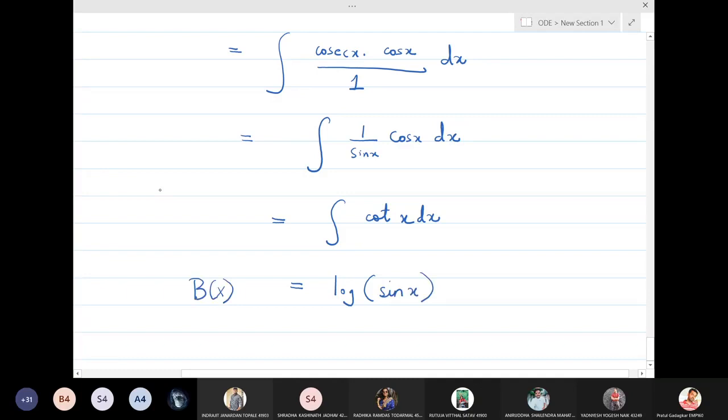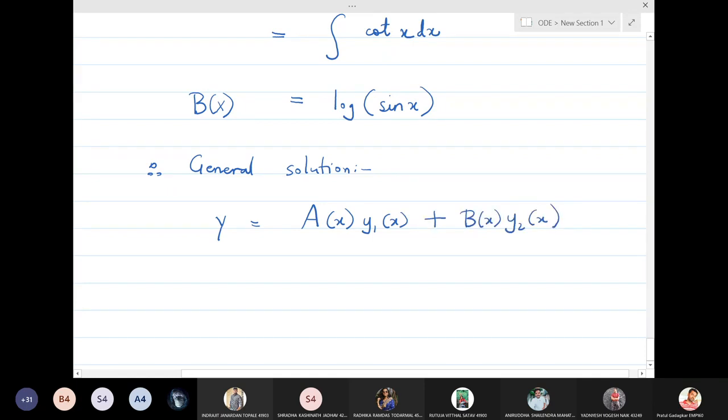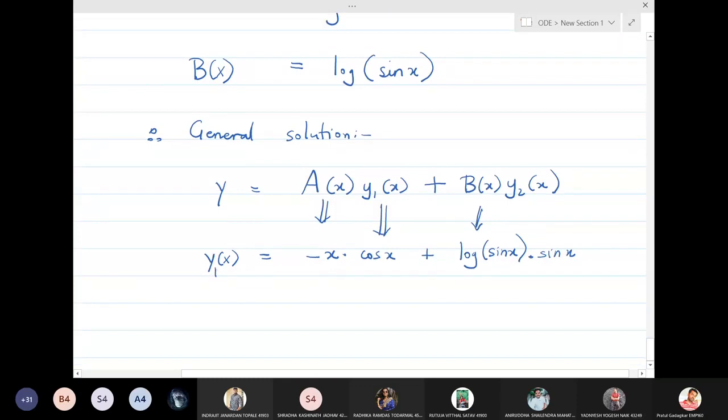This is your B(x), and therefore the general solution y is equal to A(x) y1(x) + B(x) y2(x). A(x) was minus x. y1(x) was cos x, plus B(x) is log sin x, and y2 was sin x. This is y, which is actually your particular integral.